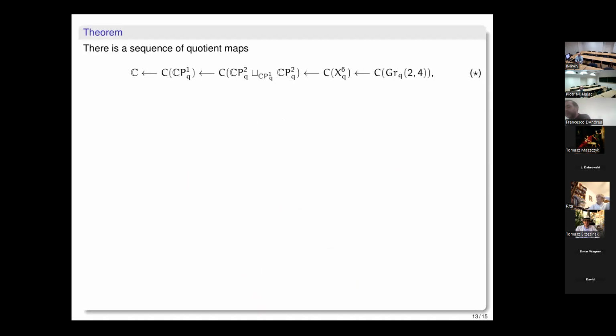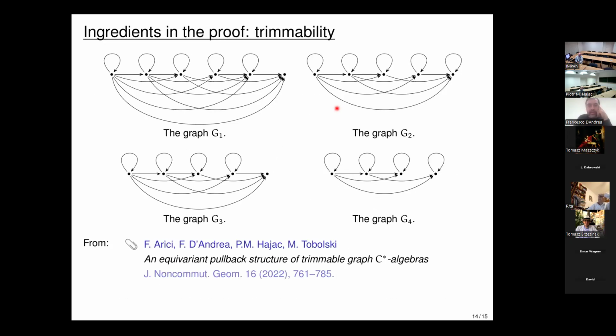So what do we have in the case of the quantum Grassmannian? The result is the following. You can prove, using this presentation as the C-star algebra of a graph, that there is a quotient map from the C-star algebra of the Grassmannian to some C-star algebra that I denote by C(X_{6,q}). Now, what is this X_{6,q}? Maybe I can tell you immediately what it is.